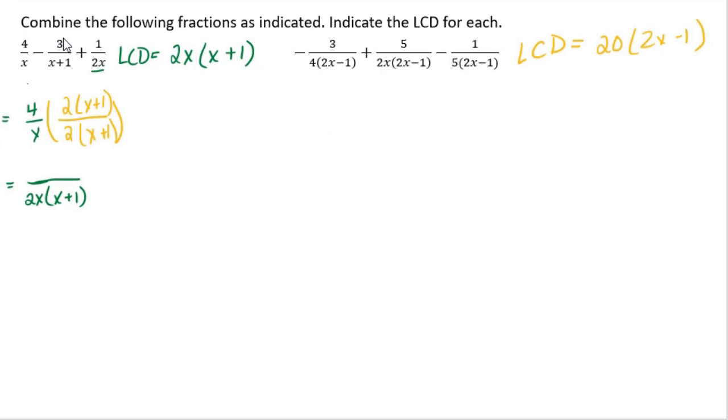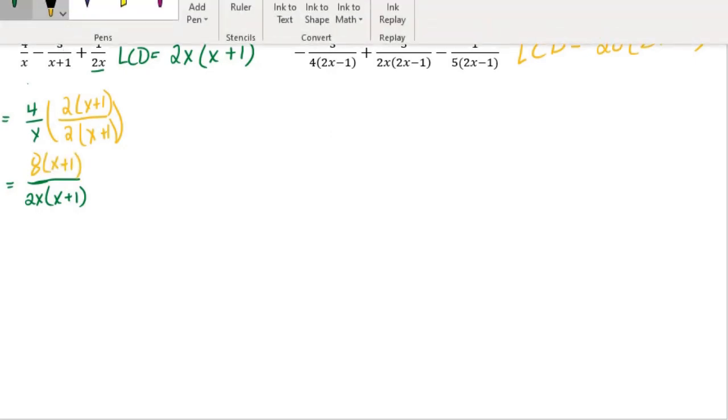What would our numerator look like? Well, it's 4 times 2 times x plus 1. Maybe you expand that right away, but I'm going to write that as 8 times x plus 1 for now, and then expand it in the next step.